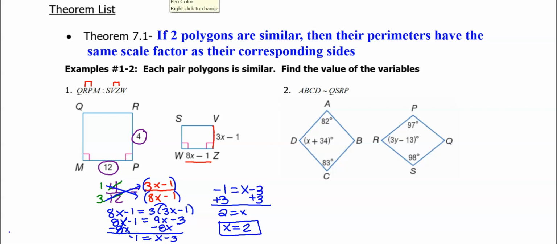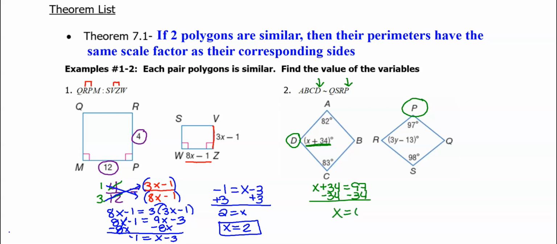Over here on number 2, I have a whole bunch of angles in here. So I'm going to first look for my x, and I see it right here. And x plus 34 is for this angle D. The CD is the last letter written, so it's going to be congruent to this corresponding P. So sometimes you have to look at the diagrams. The diagrams might be turned or rotated, so make sure you check to see which one is the corresponding angle. So I'm going to say x plus 34 then equals 97. Subtract 34, and I get x equals 63.